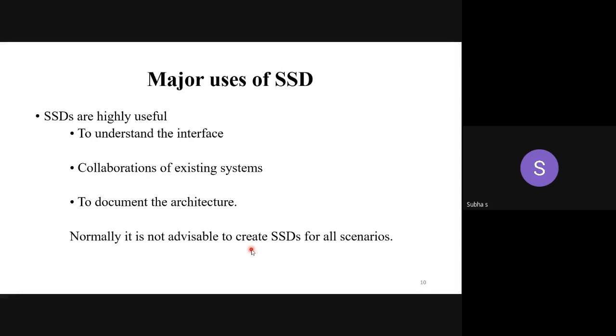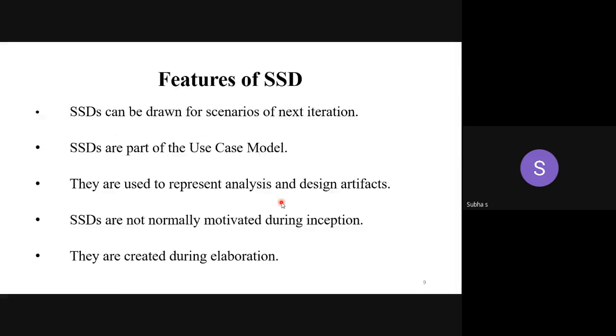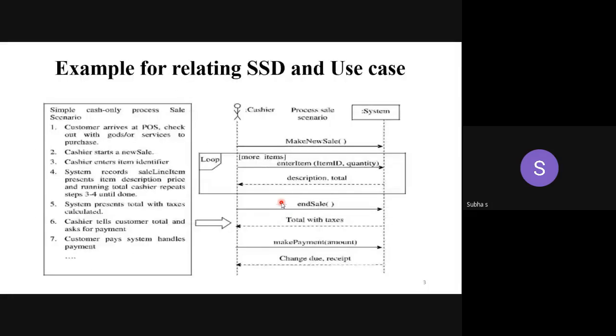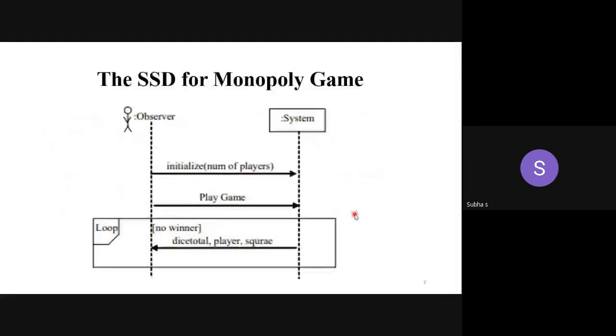And also for collaboration between the existing system, and to document the architecture. Third one, mainly to document the architecture. It will display the detailed design, how the message is passed, how the information is conveyed between the librarian and the system. Those things will be documented using the system sequence diagram, because this diagram tells the entire thing. Yes, you can make it clear. This entire architecture is documented using the SSD.